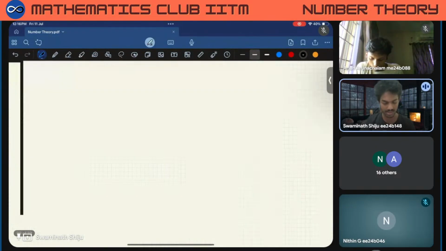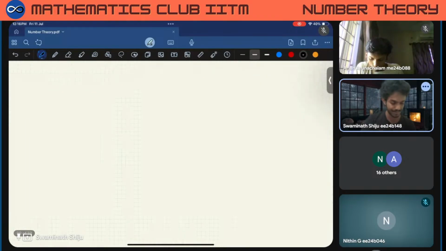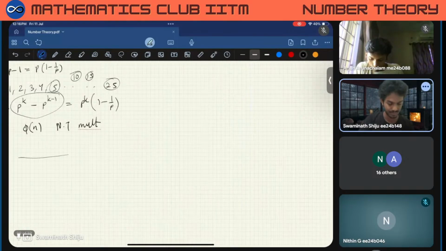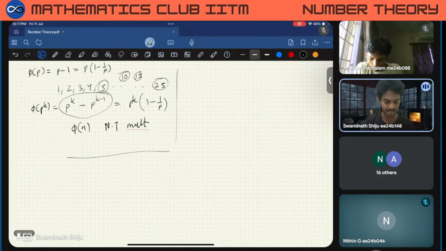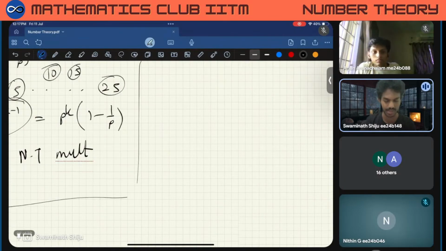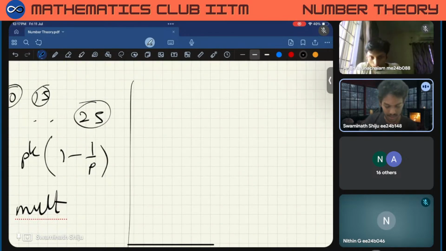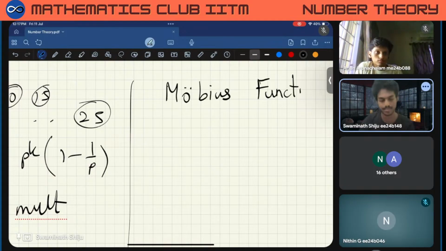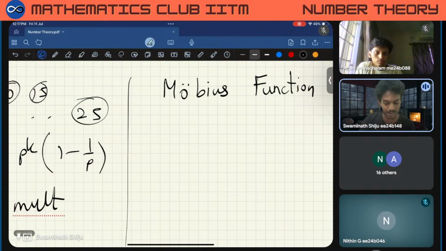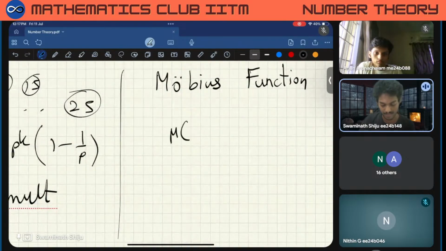Next, we are going to consider the Mobius function. Okay, this is the last function I'm going to discuss for today. This is the Mobius function. Right? It has a bit bigger definition, you can say, than the others we have discussed till now.